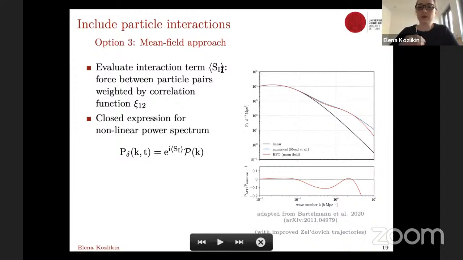And this interaction term contains the two-particle interactions, and these forces between particle pairs are weighted by the correlation function to produce a net force between particles, because in a homogeneous universe, if you computed the force that each particle feels from interactions between all the other particles, you would get a net force of 0. But the particles are correlated, and if you weigh the force between particles with the correlations between the particles, you will end up with a net force. And this is basically what we compute. And if we do that, we get a closed expression. So we don't have a perturbative expression now, but we have evaluated this factor in this mean field approach. And so this is the result.